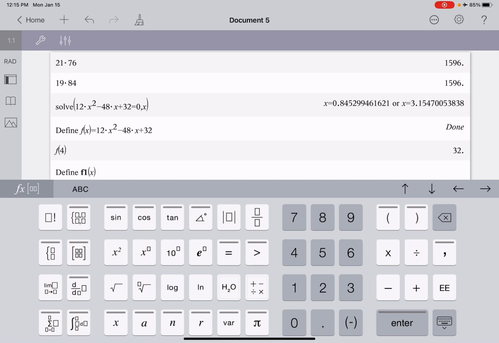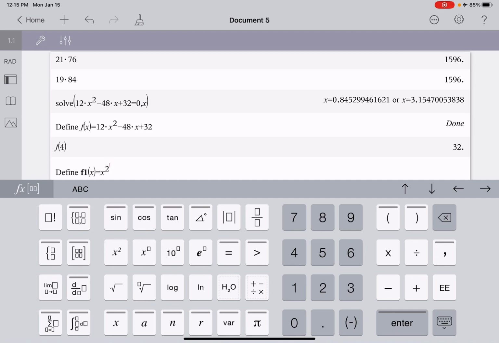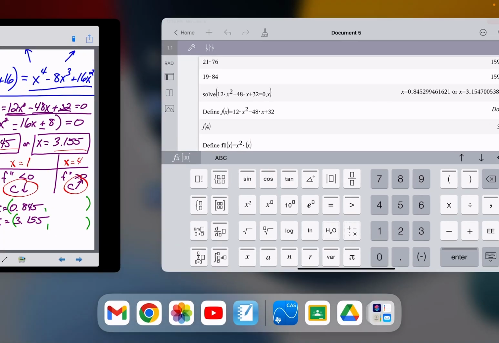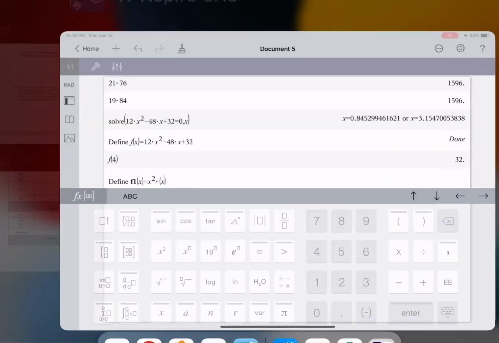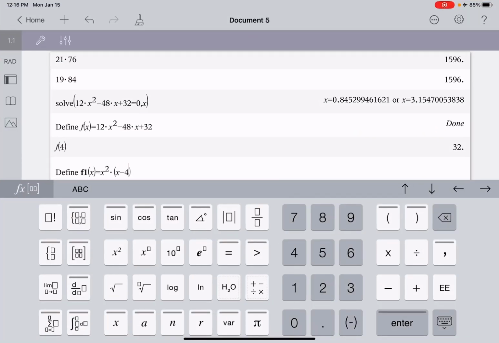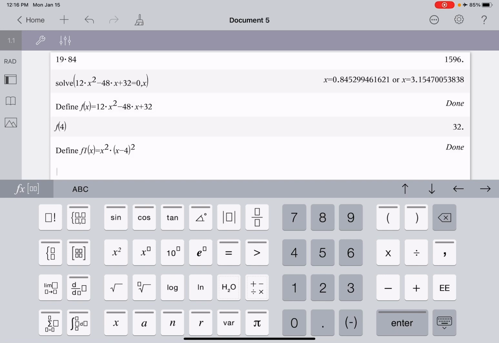f1 of x is going to equal the original function, which was x squared multiplied by, in parentheses, x minus 4 quantity squared. That's what I forgot. So x minus 4, close it, square it, so there's our original function.